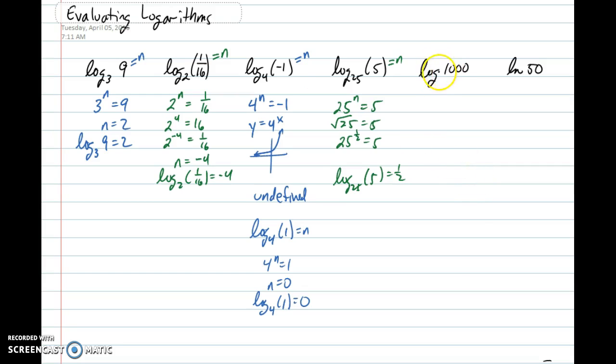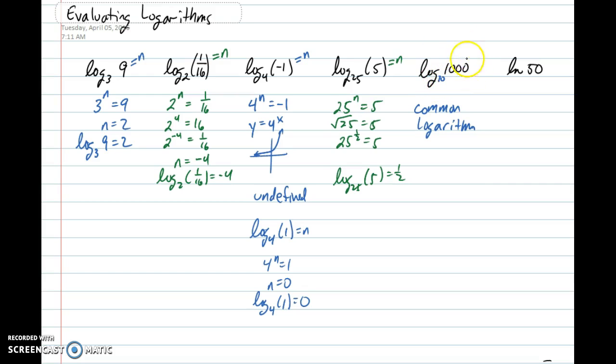Okay, now this last one, log of 1,000, you're saying, hey, DeCrane, where's the base? Well, when we don't write a base, it's implied that the base is 10. This is called a common logarithm. And when we don't write a base in, we know that that's base 10. We do all kinds of things in base 10. That's how we count.